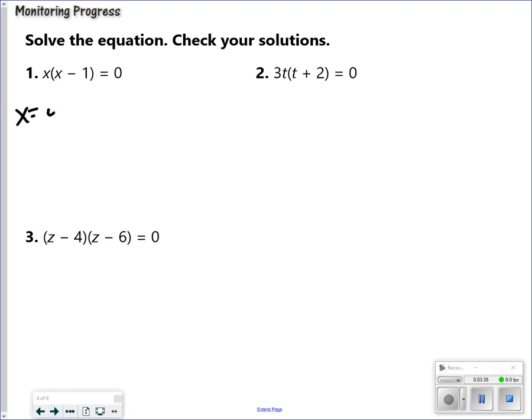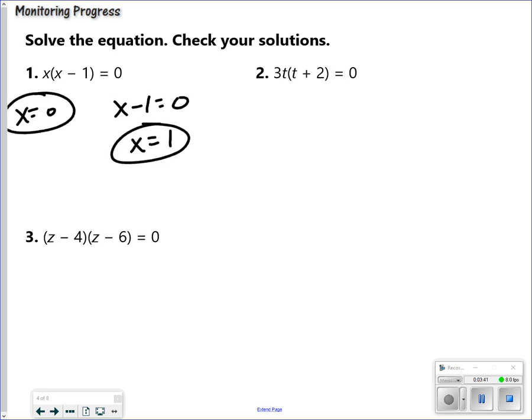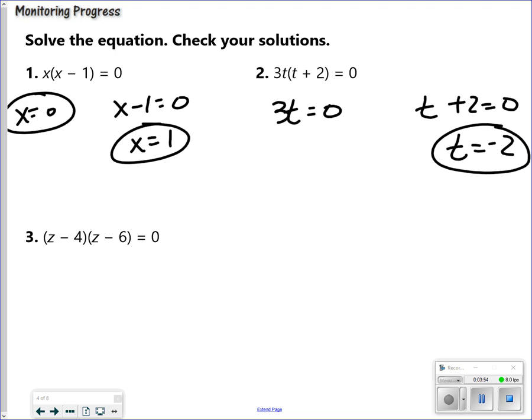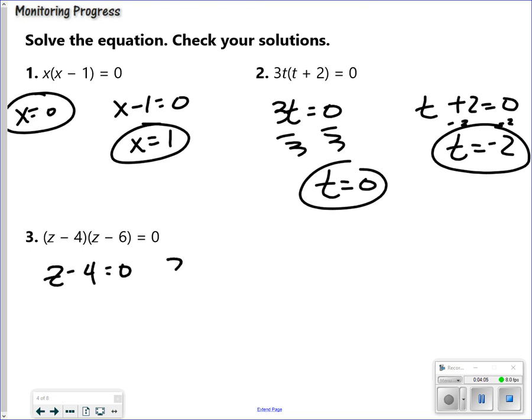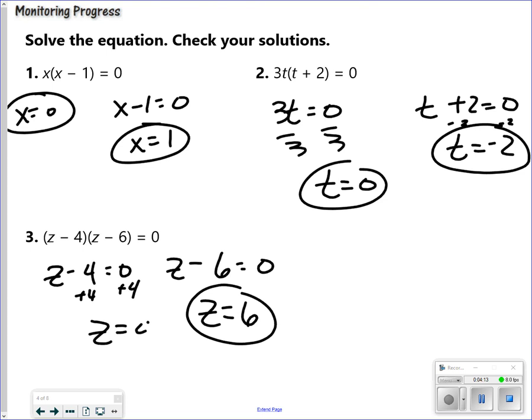All right, welcome back. Again, set each of the factors equal to 0 and solve. In the first one, x is equal to 0. I didn't have to solve that. So the first factor equals 0, and then x minus 1 equals 0, and I had to solve. In the second one, 3t is a factor, and t plus 2 is a factor. So t equals 0 and t equals -2. In the last one, I have two factors: z minus 4 equals 0 and z minus 6 equals 0. So add 6 to both sides and add 4 to both sides.